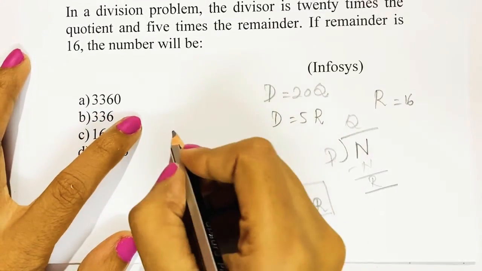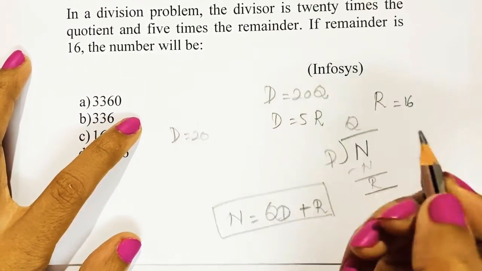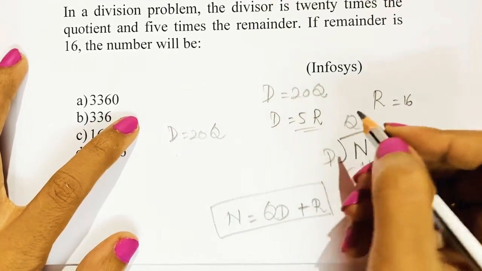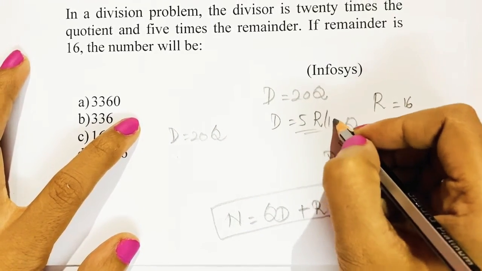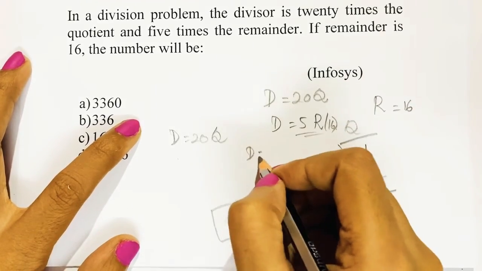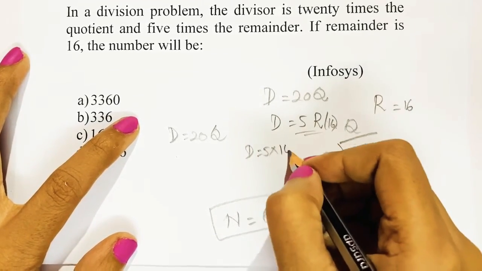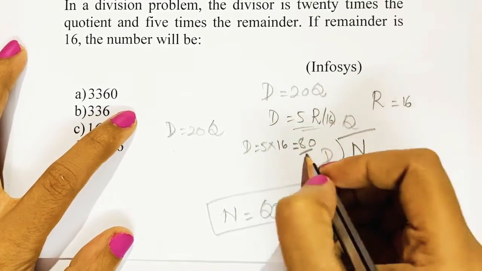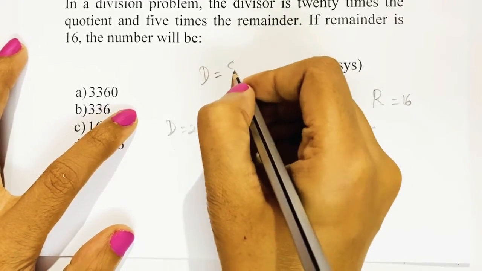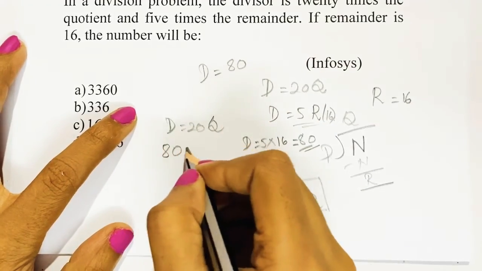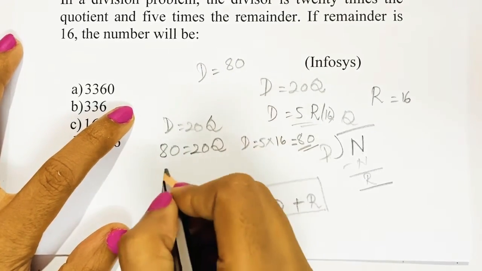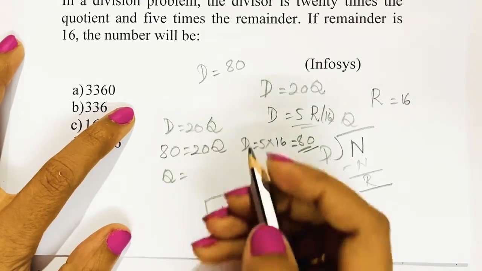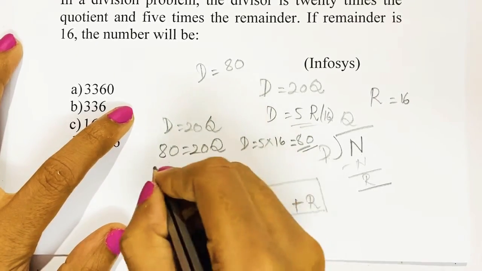It is said that the divisor is 20 times the quotient and 5 times the remainder. The remainder is 16. So divisor is equal to 5 into 16, which is equal to 80. We found the divisor to be 80. So the quotient is 80 divided by 20, which is equal to 4.